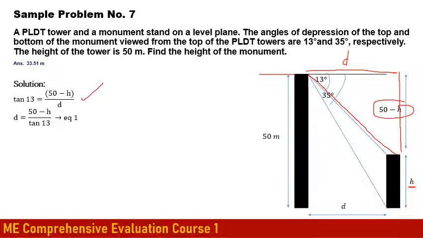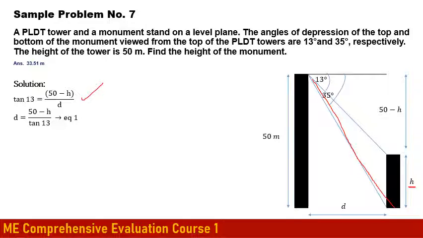Then we're going to get another equation that we can use to get the value of h. Looking at it again, we can have another triangle, which is the 35 degrees, this one. Using this triangle, tan of 35 would be 50 meters, since this is the opposite, over the adjacent, which is d. Solving for d again, you can get equation 2.